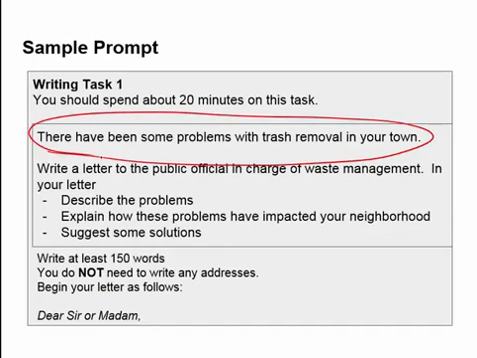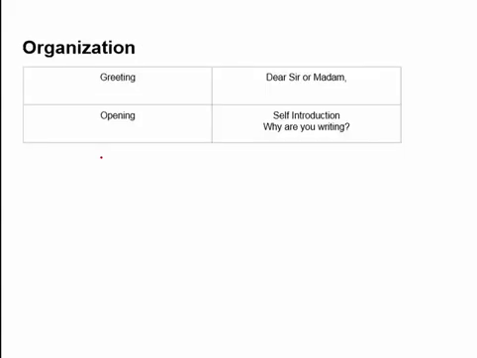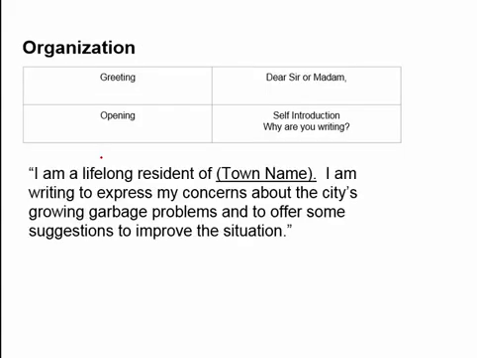The topic of your letter is here, and so that is what you need to paraphrase for your self-introduction and the reason why you're writing. So a good self-introduction might look something like this. I am a lifelong resident of, and then just make up a town. We don't know the town from the prompt, so you can just make it up, or you can say this town or your town. That would be good.